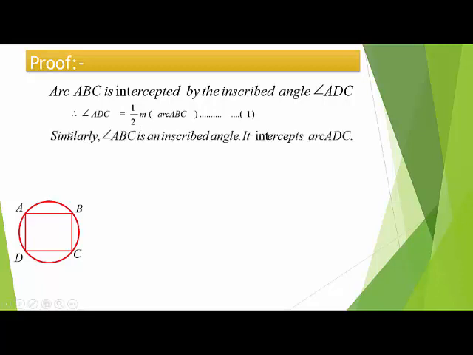Similarly, angle ABC is an inscribed angle. It intercepts arc ADC. Therefore, angle ABC is equal to 1/2 measure arc ADC. This is statement number 2.